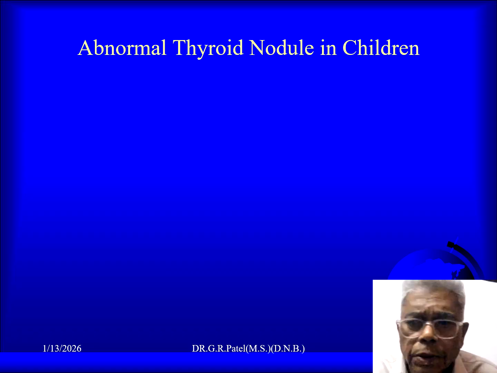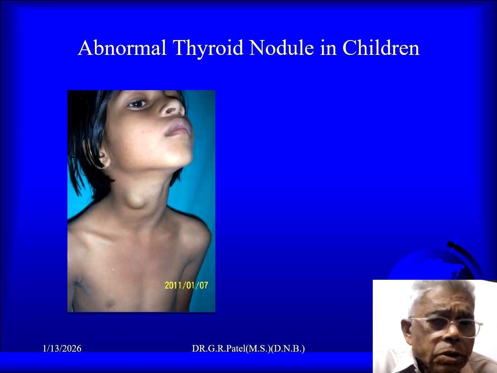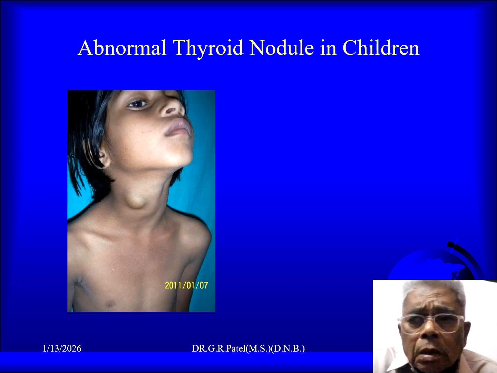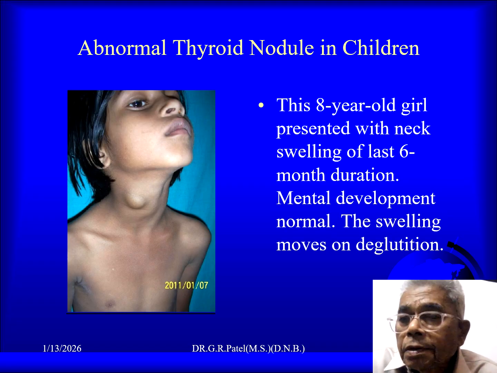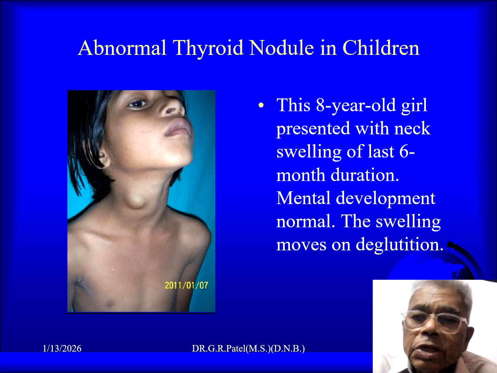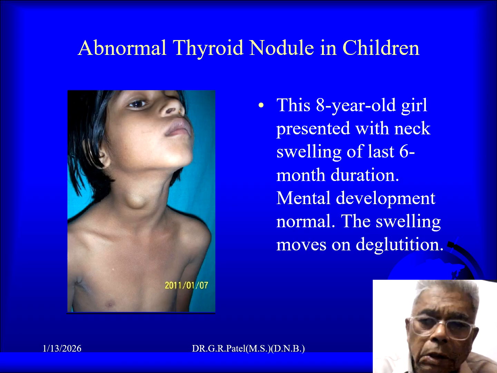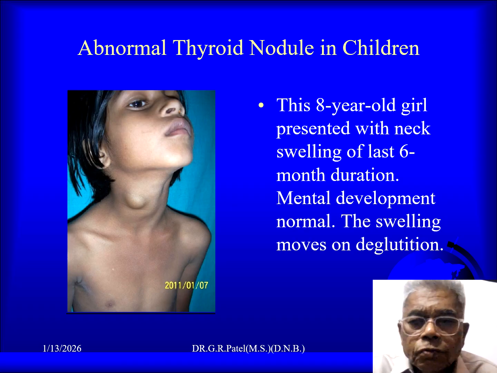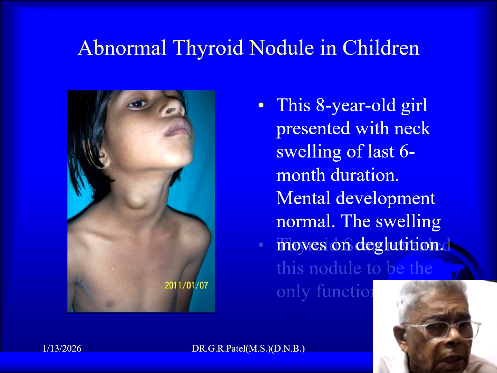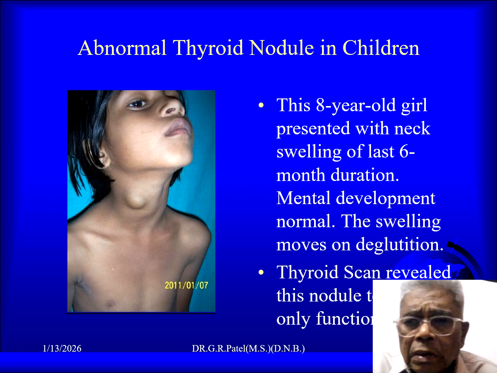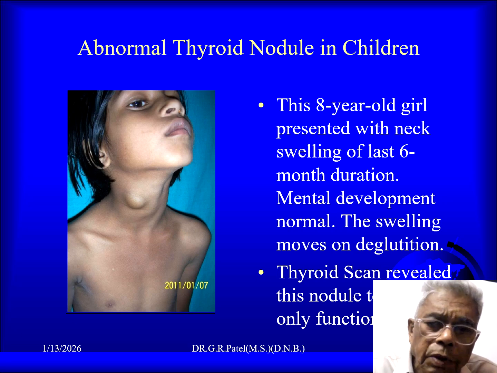Abnormal thyroid nodule in children. This is the thyroid nodule. This 8-year-old girl presented with neck swelling of last 6 months duration. Mental development normal. The swelling moves on deglutition. So that confirms that it is thyroid. Thyroid scan revealed this nodule to be the only functional nodule.